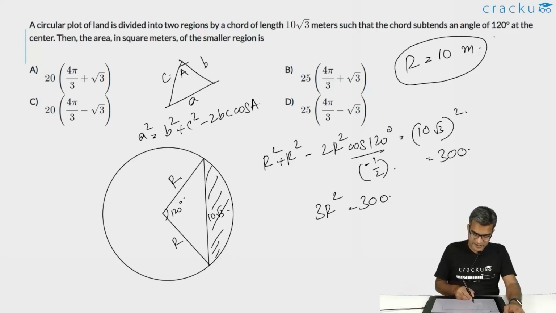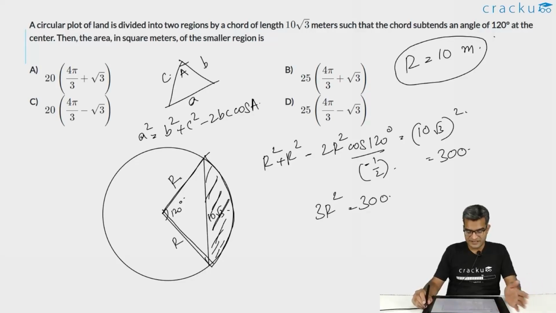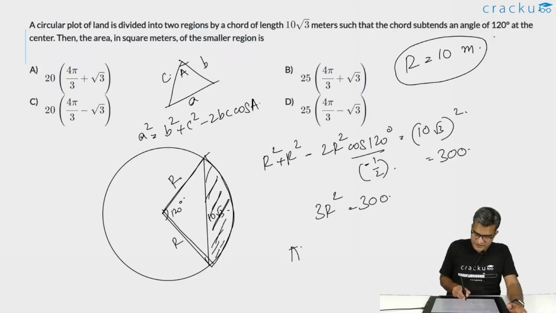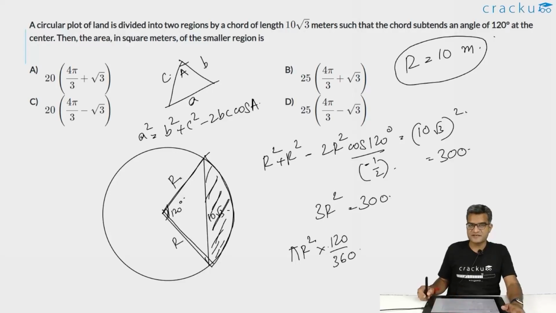Now we are required to calculate the area of the smaller region. To calculate the area of the smaller region, let us first calculate the area of this sector, and from the area of the sector, let us subtract the area of the triangle. Then we'll get the area of the smaller region. What is the area of the sector? Area of the sector is pi R square, which is the area of the circle, into the angle it is subtending at the center, which is 120 degrees, divided by 360 degrees. That is the area of the sector.